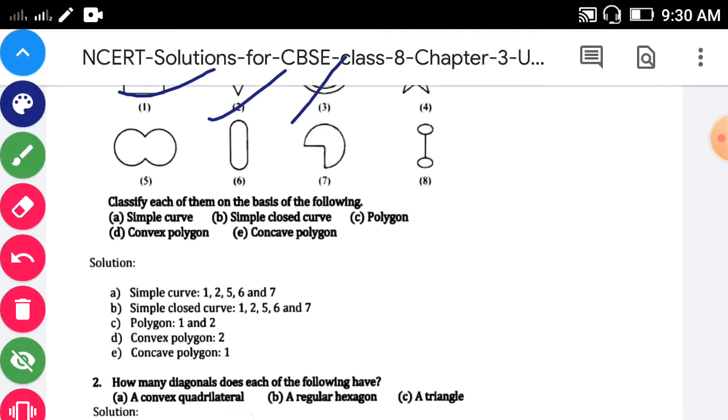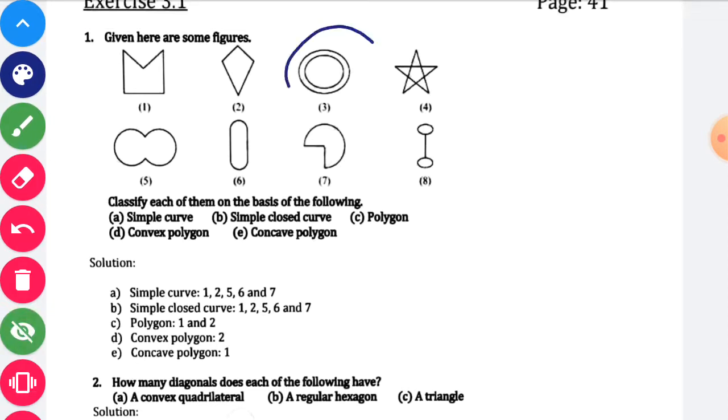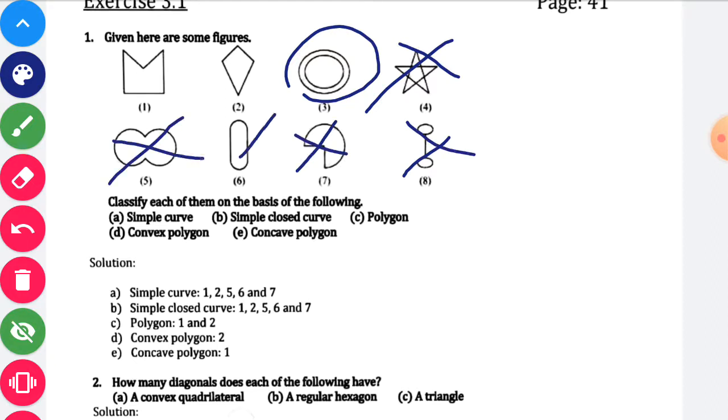You can see this is the round, it is a complex. Here also curve is there, here also round shape is there. Fifth and sixth, in both figures round shapes are there. So answer is 1 and 2.